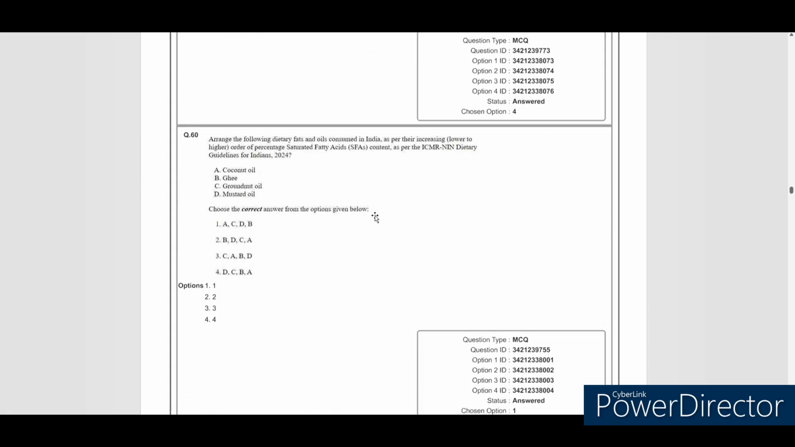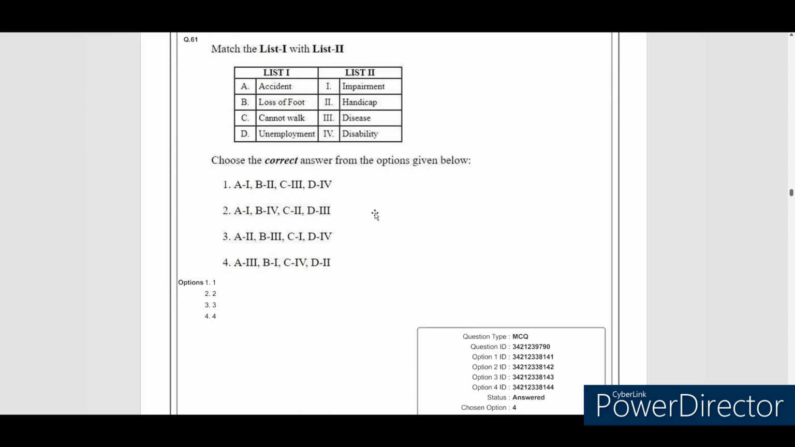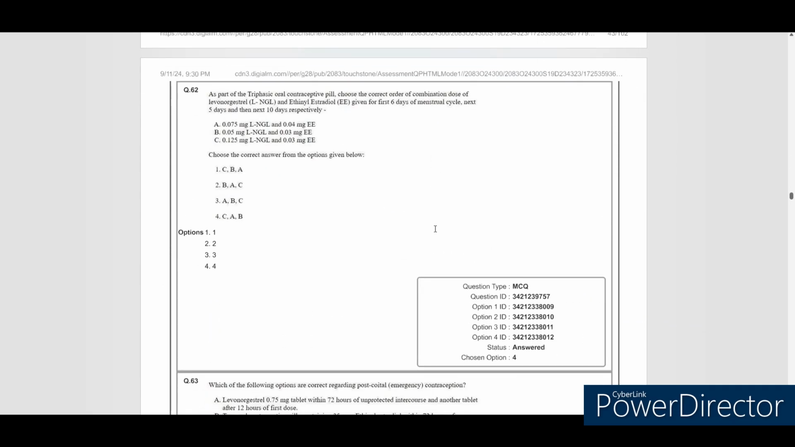Question number 61 is very direct and easy. Accident comes under disease, and loss of foot will come under impairment. Cannot walk will be the disability, and unemployment comes under the handicap. Now coming to the next question, question number 62. I will skip this for the time being.